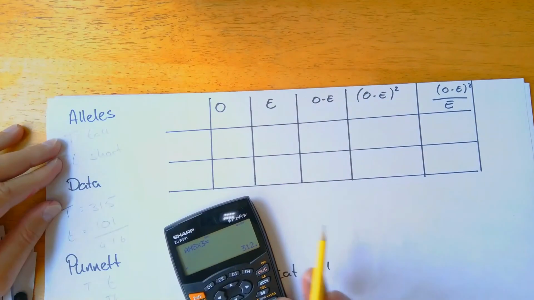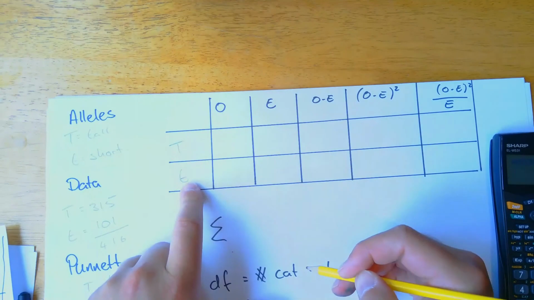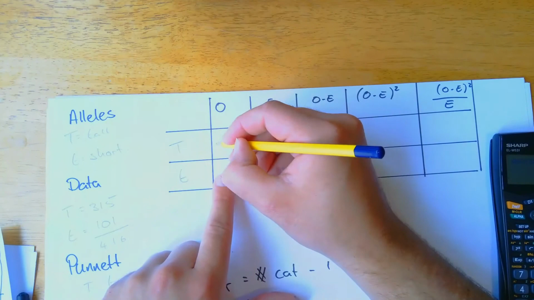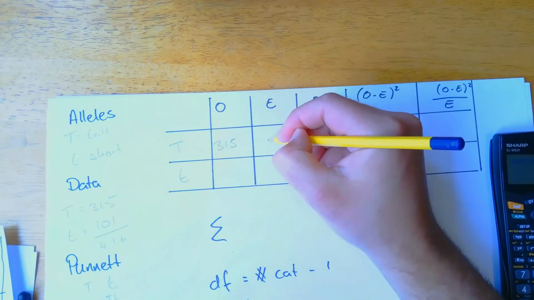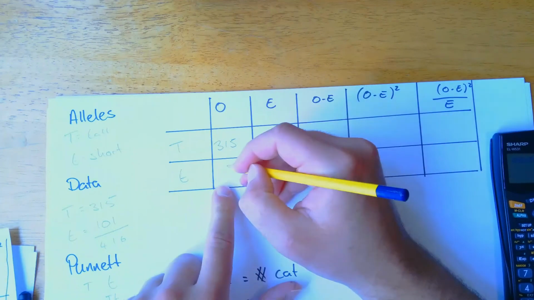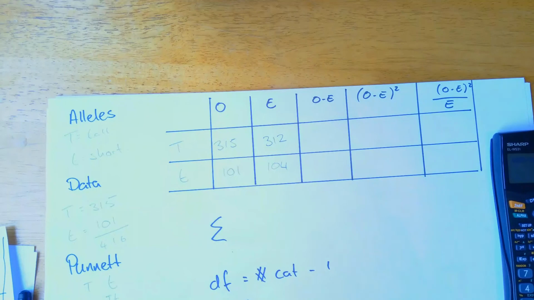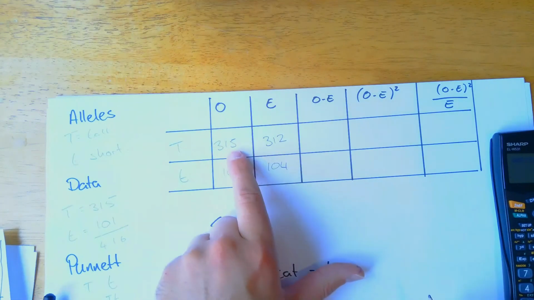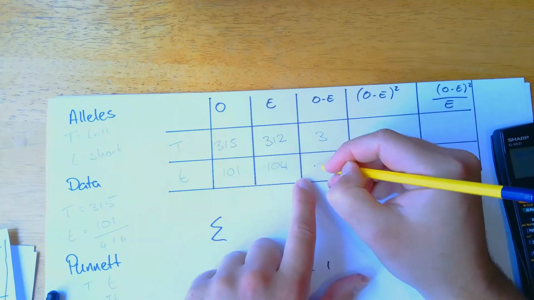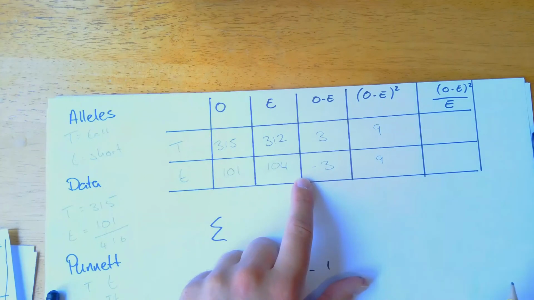So the next step then, I'm going to put my table together. For my two alleles, the observed amount of tall plants I had was 315. The expected number of tall plants was 312. The observed amount of short plants I had was 101. The expected amount was 104. Now I just follow my table. O minus E will give me 3. O minus E will give me minus 3. And then square these values, which will give me 9 on both sides.